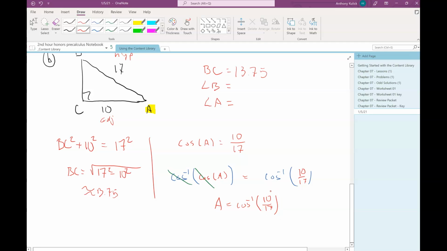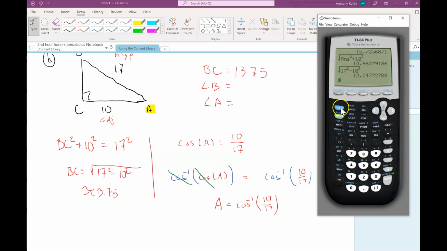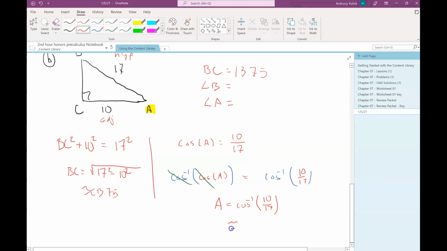And remember that, again, these inverse trig functions give you back an angle measure, right? They take a ratio of side lengths and they return an angle measure. So that makes sense since A is an angle. So I have 5397. So far, so good. Now angle B.